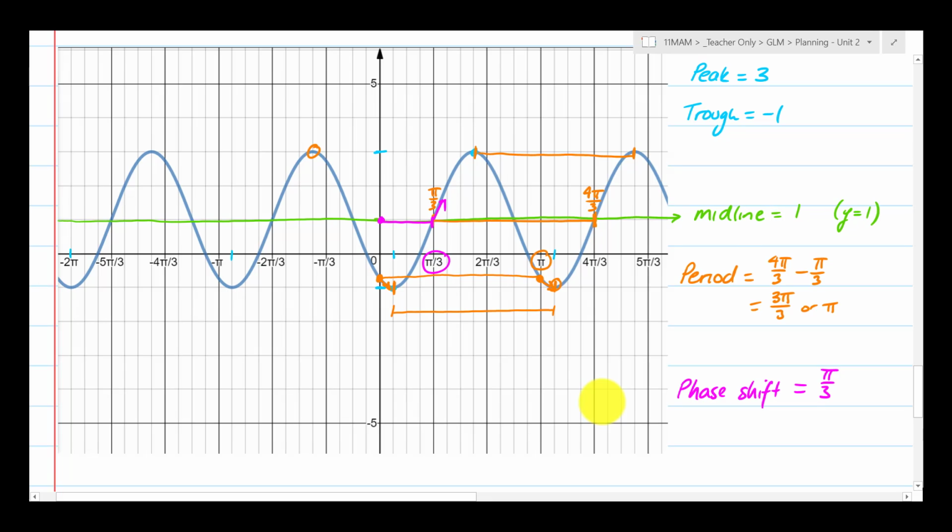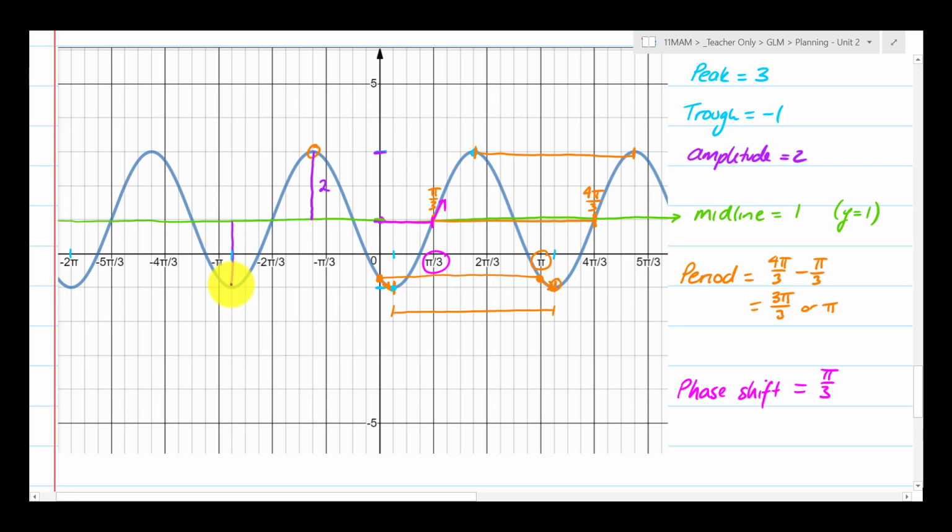Now, we did talk about one other feature, and that was the amplitude. It's not the thing that's most easily identifiable straight from the graph, so that's why I haven't talked about it here. But it's going to be really important for the function, and it might be identifiable straight from the graph. I can see that it goes from 3 to 1, so the amplitude is 2. I'm going to write this down up here. Amplitude equals 2. That amplitude is the gap between the peak and the midline, or the midline and the trough. So this should be 2 as well, and I can see that it is.